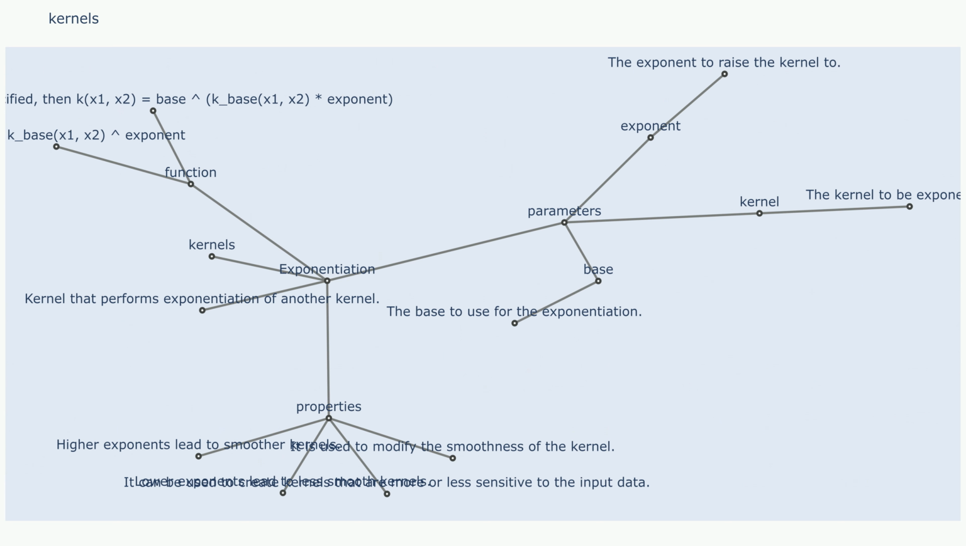Conclusion. Exponentiation is a versatile tool for controlling the smoothness and range of influence of kernels in Gaussian process regression. By understanding the principles and effects of this operation, you can effectively tailor your models for a wide range of data and tasks.